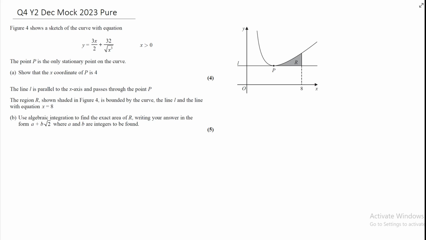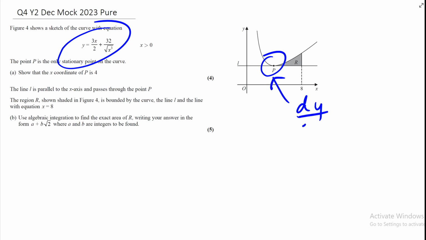Question 4 looks like year 1 integration and differentiation. The first question says show that the x-coordinate of P is 4. So P is a stationary point, and so dy/dx will equal 0. Let's work out what dy/dx is.